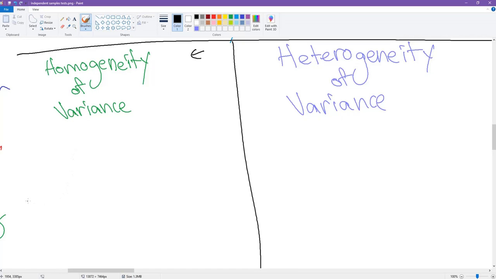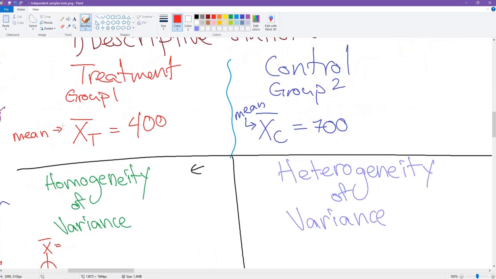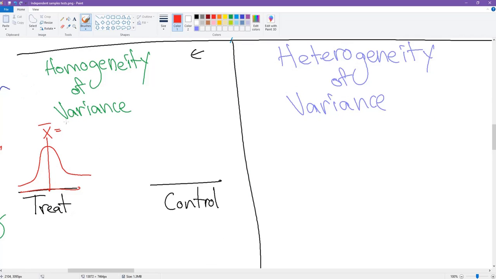So in our groups, I'm going to draw our treatment distribution and our control distribution. We've been using red for treatment, so I'm going to stick with that. And let's pretend that we had this kind of distribution in our treatment group with a mean in our sample of, was it 300 or 400?